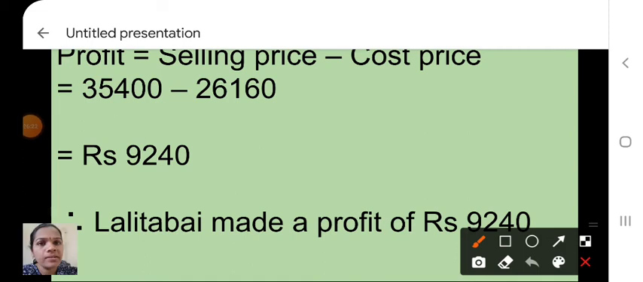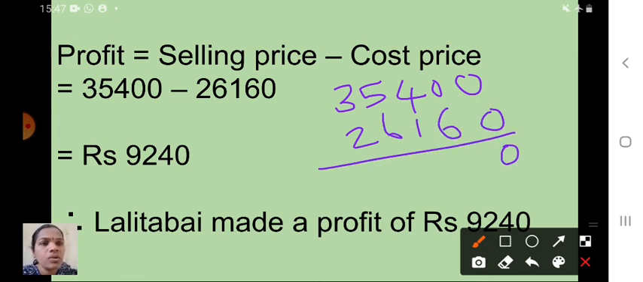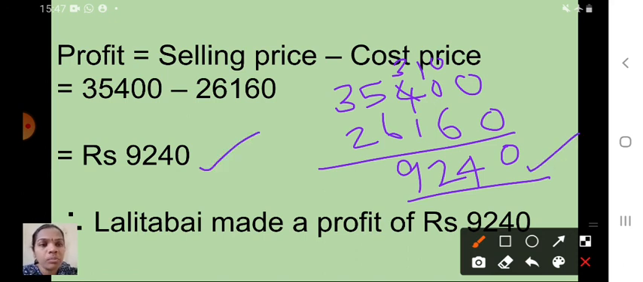Yes, I will subtract here. 35,400 minus 26,160. Okay children, 0. Yes, here you have 10, 3. That means 4, 2. Next one is what here will come children? Yes, 9. 9,240 rupees. So she made a profit of rupees 9,240. Okay, this is your final answer.